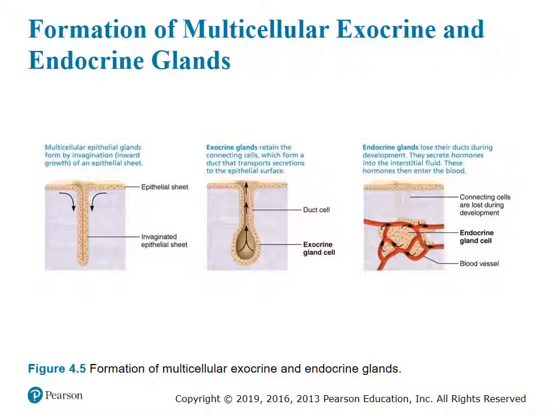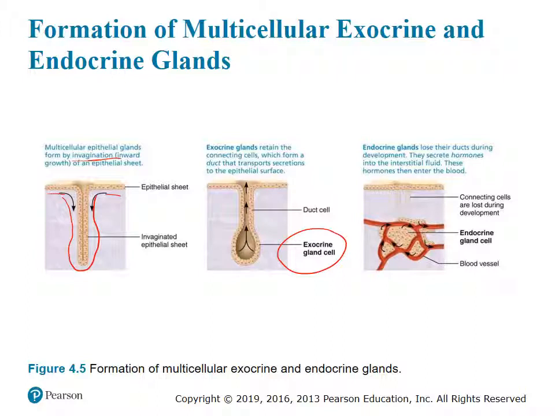Now I just want to show you how a gland will form, basically, from epithelial tissue in the process of what we call invagination, or folding in, if you will. You can see the layer of epithelial tissue here, and you can see it invaginating or folding in like this. Eventually it'll bulge out and you'll have this exocrine gland.